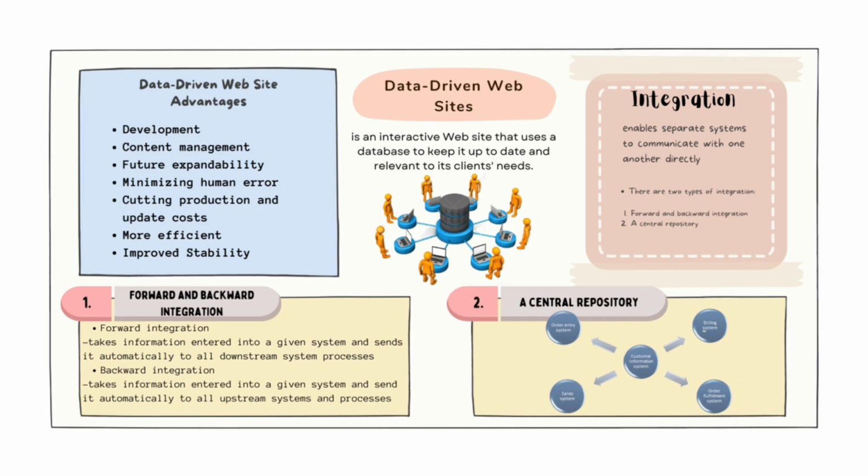So now, let's take a look on integration. Integration enables separate systems to communicate with one another directly. A forward integration takes information entered into a given system and sends it to automatically to all downstream process. Meanwhile, a backward integration takes information entered into a given system and sends it automatically to all upstream system and processes.